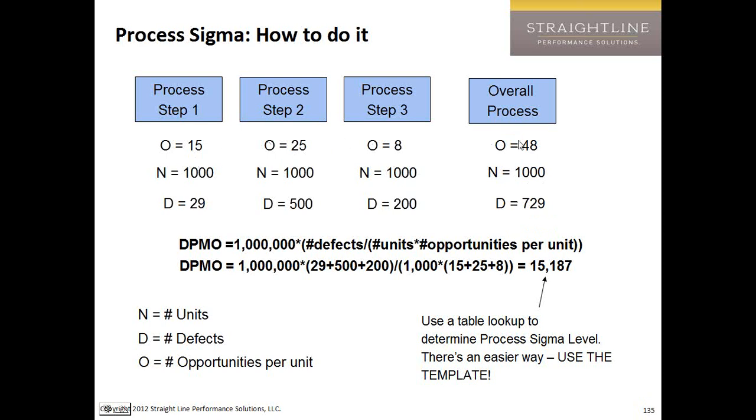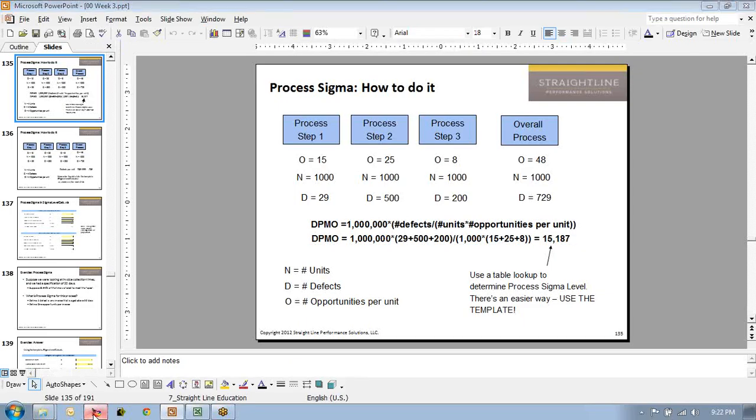So when we're calculating process sigma, the first thing we do is we have to collect some data, and we have to determine how many opportunities per unit at each process step that's going through. Okay? We then calculate the defects per million opportunities, which is essentially just a million times the number of defects divided by the total number of opportunities, which I can get by multiplying the number of units times the number of opportunities.